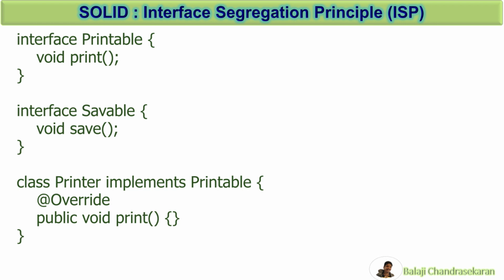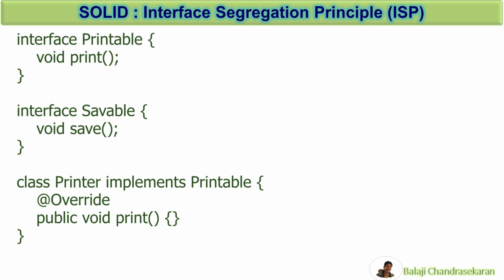So I altered the code in such a way as to adhere to the interface segregation principle. In this example, we adhere to the interface segregation principle by splitting the Document interface into smaller, more focused interfaces: Printable and Savable. Each interface defines a single responsibility here. The Printable interface is for printing the documents and the Savable interface is for saving the documents. The Printer class now only implements the Printable interface, providing a clear separation of concerns.